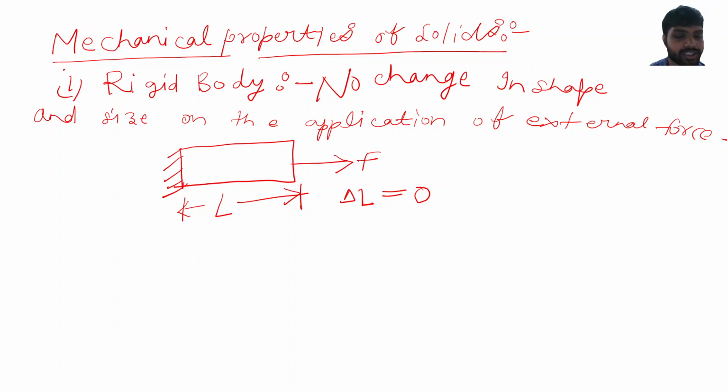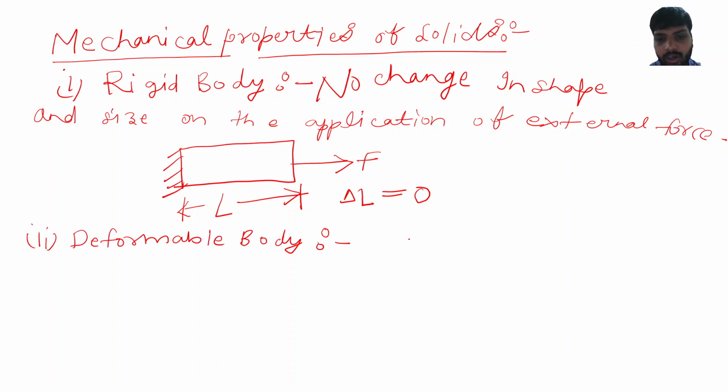Let's move on to what is deformable. A deformable body is one in which there will be a change in shape and size on the application of the external force. In the previous case, we studied the rigid body. A rigid body is an ideal case. Practically, a rigid body is not possible. So the deformable body is the case which exists in real life.